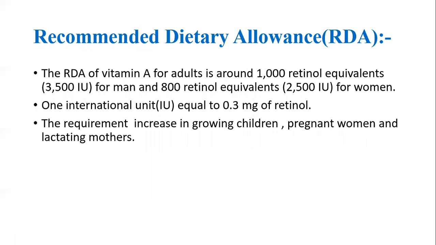Now we're discussing the recommended dietary allowance, in short known as RDA. The RDA of vitamin A for adults is around 1000 retinol equivalents, or 3500 international units, for men, while in the case of women it is 800 retinol equivalents, or 2500 international units, and one international unit is equal to 0.3 mg of retinol. The requirement of vitamin A increases in growing children, pregnant women, and lactating mothers.